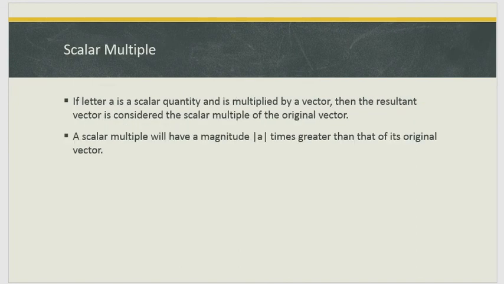And then there's scalar multiples. If a letter A is a scalar quantity and is multiplied by a vector, then the resultant vector is considered the scalar multiple of the original vector. And that resultant vector will have a magnitude A times greater than that of its original vector. So vector 3 times a scalar 3 is going to become vector 9.